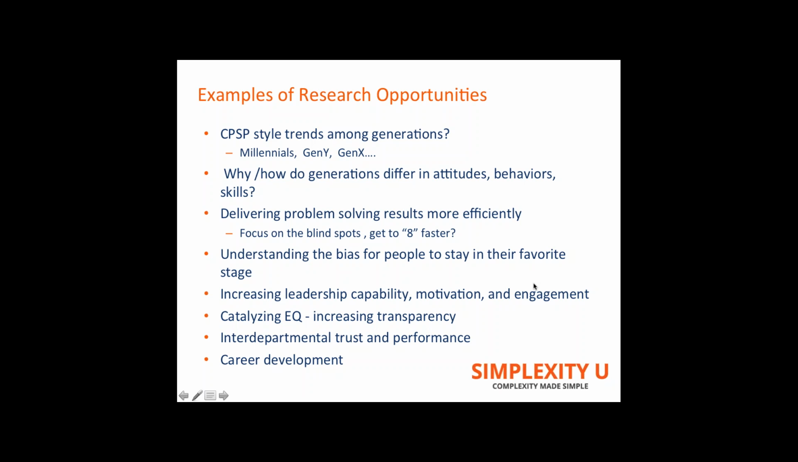How do we catalyze things like EQ, emotional quotient? When people do discover some of their inhibitions or things that are holding them back, how can we couple that with creative problem solving, Simplexity, to get people to be much better at their emotional quotient? How do we increase transparency? This is a big problem in problem solving, where people will go into a session and are afraid to say what they're thinking. How do we get people to be more transparent and build organizations that encourage transparency?